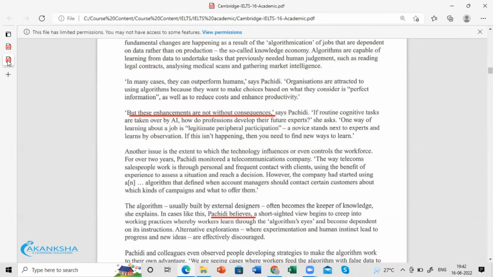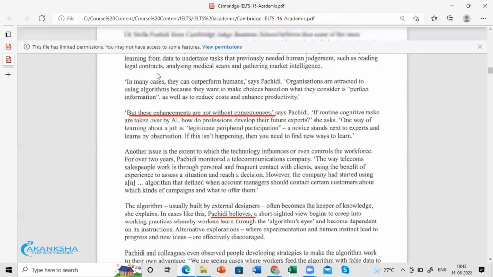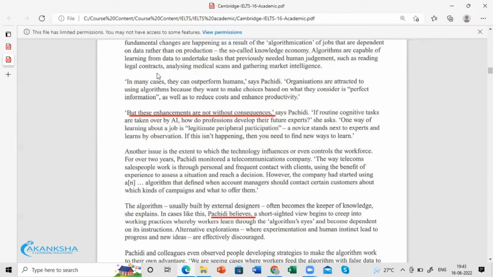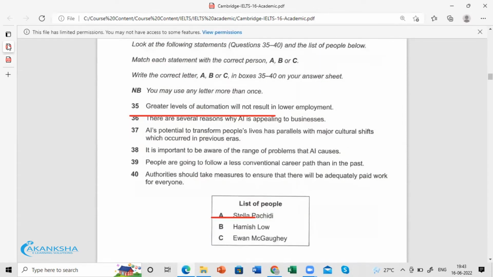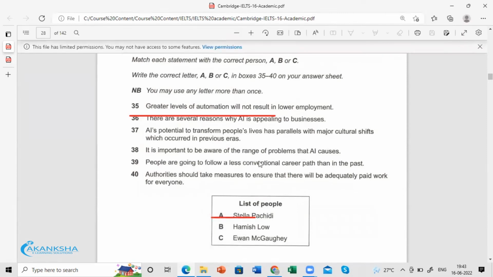So it definitely has some kind of problems. It can cause some kind of problems. Got it? So 38, okay, and 36 can automatically match with A. So this way you can save a lot of time for yourself.